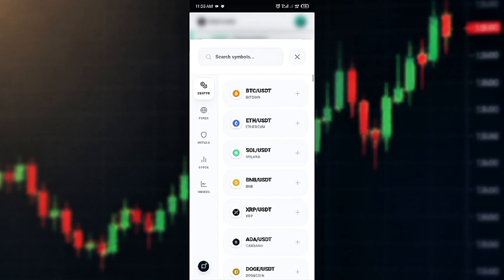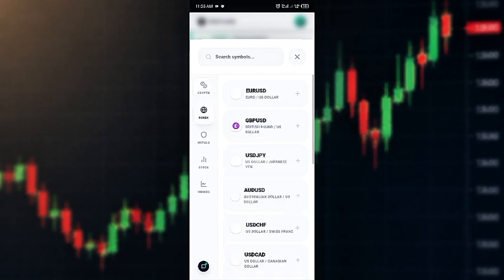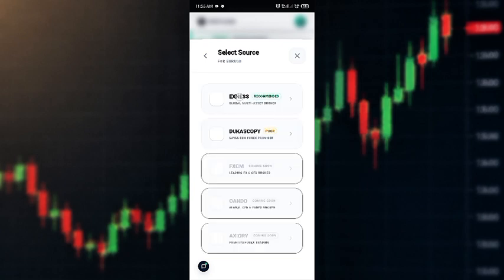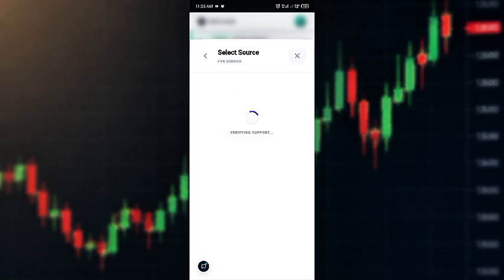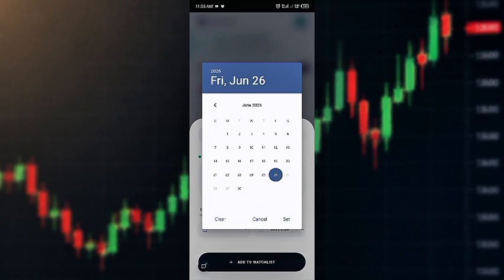For example, you might choose EUR/USD and select a start date and end date covering several months or even years of historical market activity. Once your watch list is saved, you're ready to begin testing.